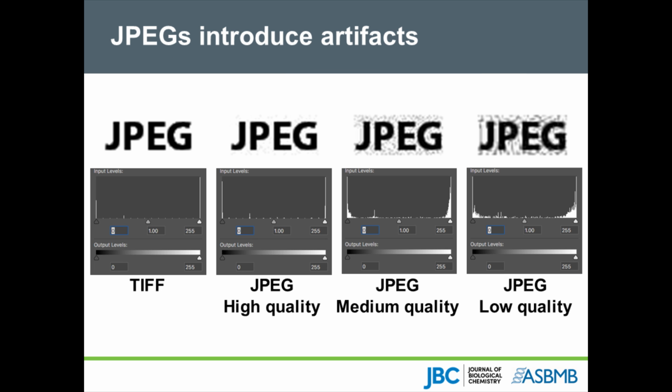There are a few reasons why you should avoid using JPEG and PDF. One, the algorithm used in JPEG compression fundamentally changes your data. Take, for example, the image of the word JPEG. Here it's been saved as a TIFF. When you look at the histogram, it shows you that the image is made up mainly of black and white pixels and a few intermediary shades of gray. When that image is now saved as different quality JPEGs, the histogram shows you that pixels are being introduced that never existed in the original image.